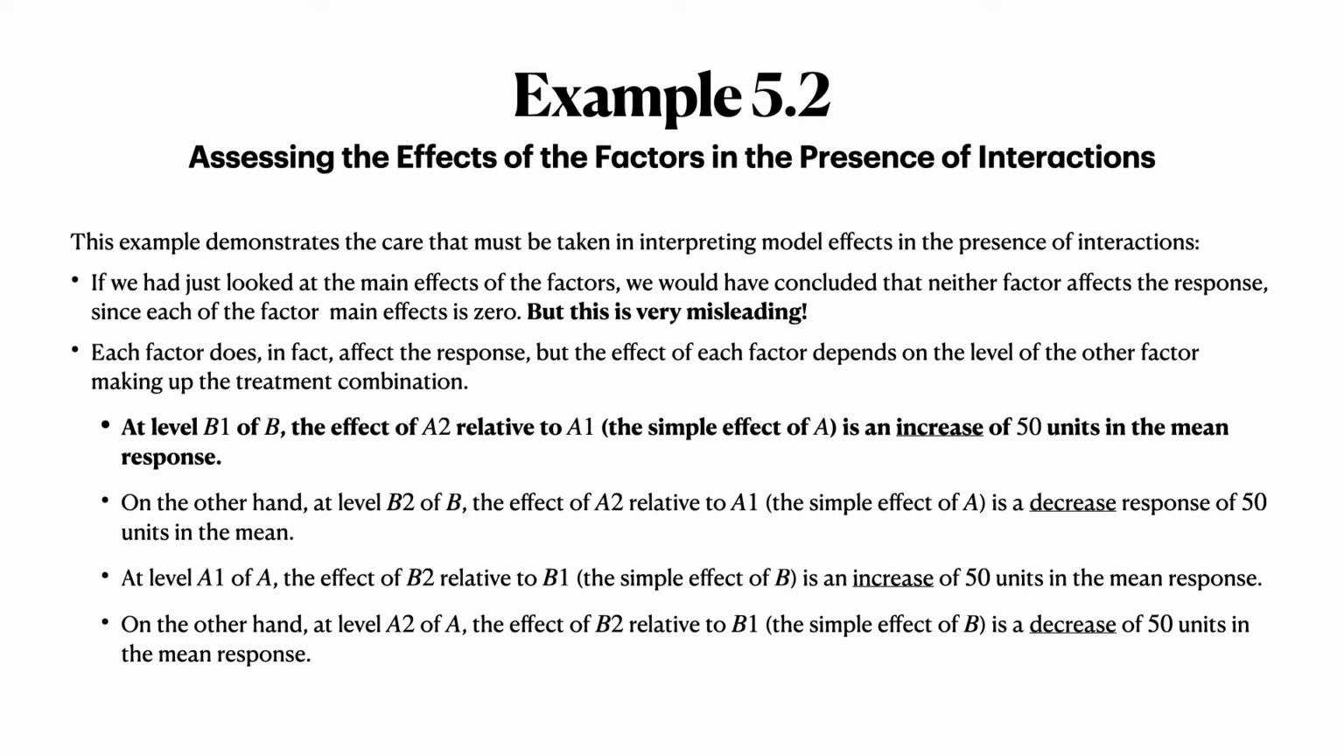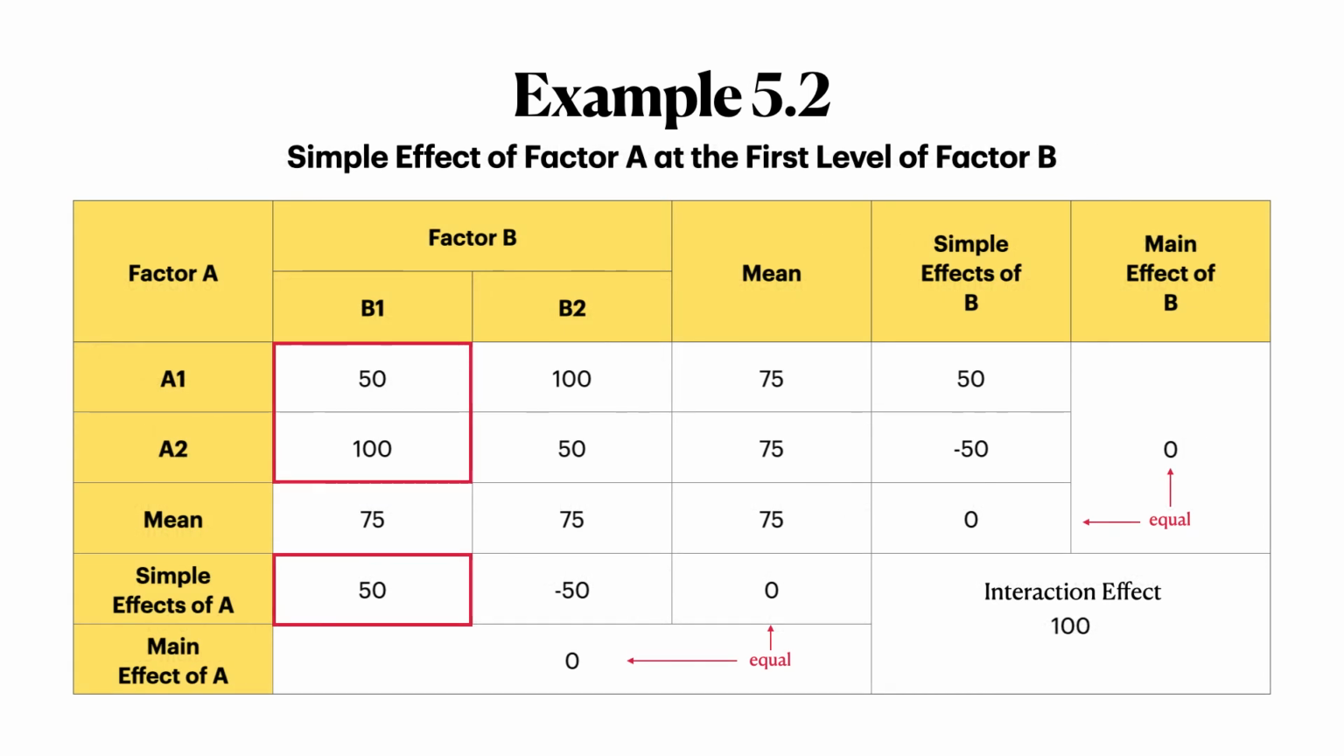In particular, at level B1 of B, the first level of factor B, the effect of A2 relative to A1, that is, the simple effect of A, is an increase of 50 units in the mean response. So we see that, for experimental units that would get the first level of factor B, B1, the difference between those that get level 2 of factor A versus level 1 of factor A is a difference of 50 units in the response. That is the simple effect of A.